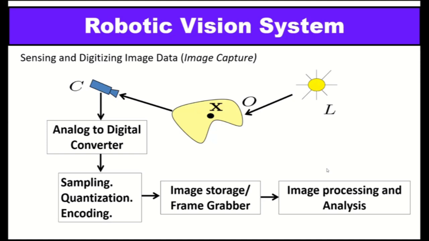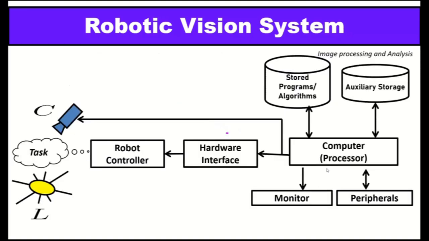First, all this collected data is given to an analog to digital converter. Then sampling and quantization are applied, and all visual information is encoded. Either this visual information can be stored, or if you have video data, then frames can be mapped. So either you have an image or video, two aspects are there. Either you have a frame grabber or image storage, and then this image is given to processing and analysis.